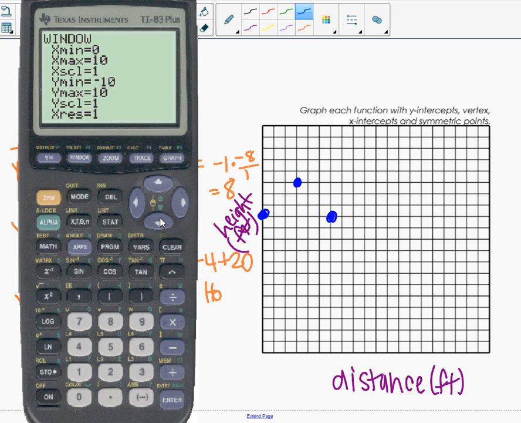So let's think about x max. The problem said that they want to at least jump 20 feet. Okay, so I never just go to the 20. I'm going to go to 25. I always go a little bit past it. I want to get a good idea of what the graph looks like.